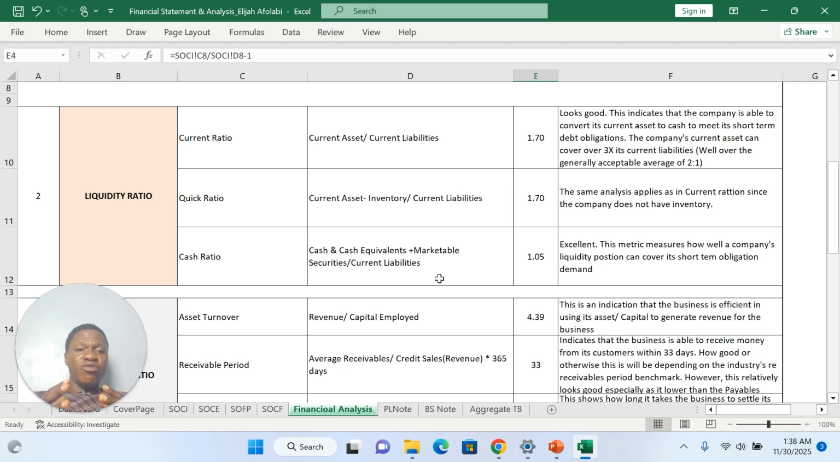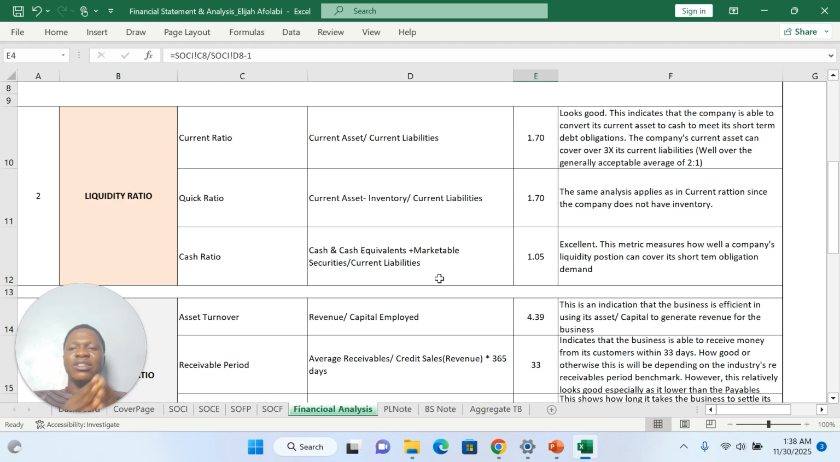And from what we have here, we have 1.05, which is also telling us that the cash we have is enough to settle our current liabilities, and we still have 0.05 left as cash, which is good, because as a business you want to be able to meet your liquidity needs. It's important. You are able to pay your suppliers, you are able to pay salaries, amongst other things.